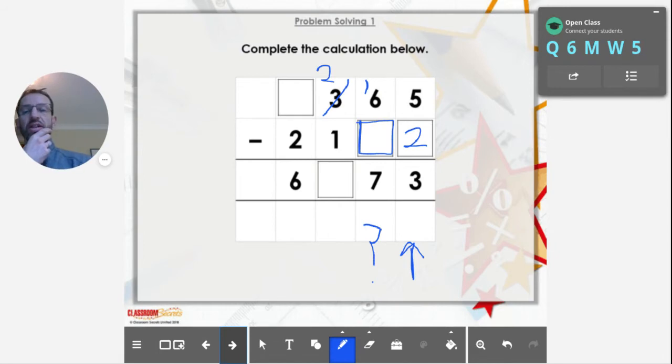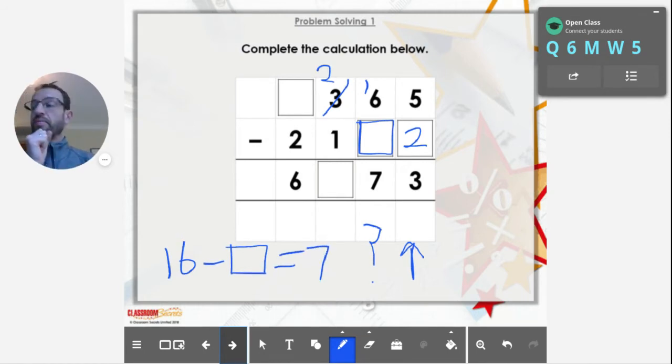Now I can think about that. I've got 16. I take away a something and the answer is 7. You got it? Yeah, I'm thinking 9. Let's see how we go. Now I can do my 2, take away the 1, which is 1 in the hundreds column, and something, taking away 6, so taking away 2 equals 6. I've got something, I take away 2 equals 6.